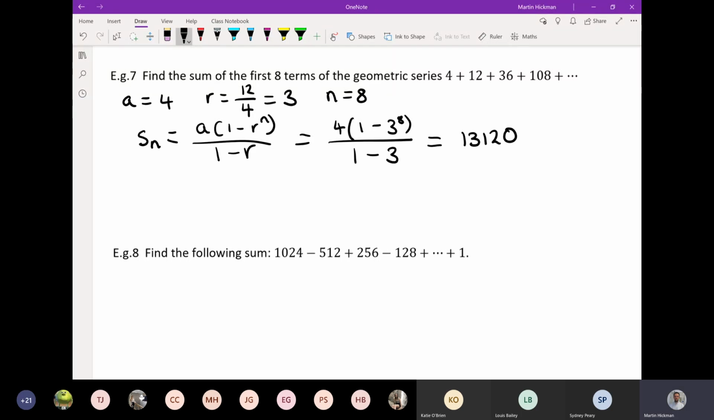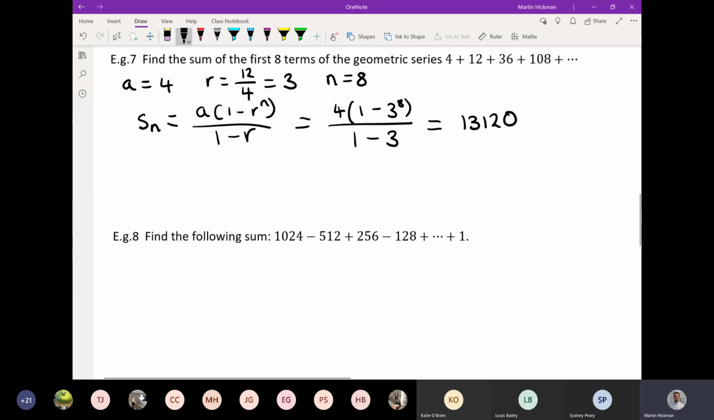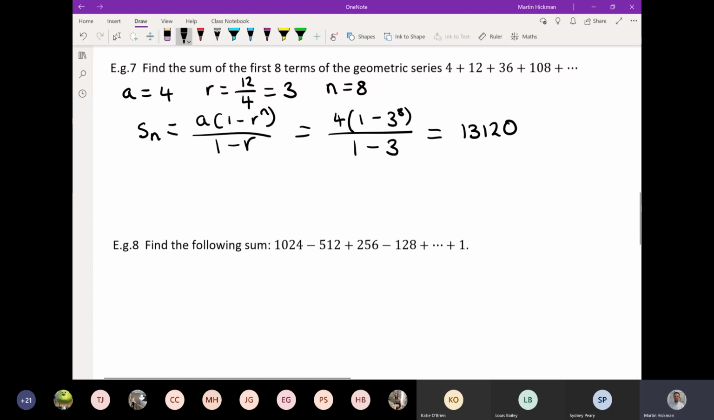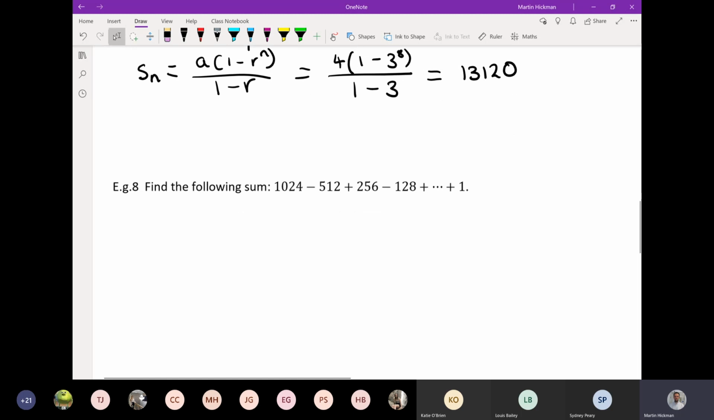I know it's 8 terms, and you might think it starts off with quite small numbers, but this does get larger and larger at an exponential rate. It's what we call a divergent series, which we'll look at in a bit more detail tomorrow. So we'll move on to our next example, example 8.